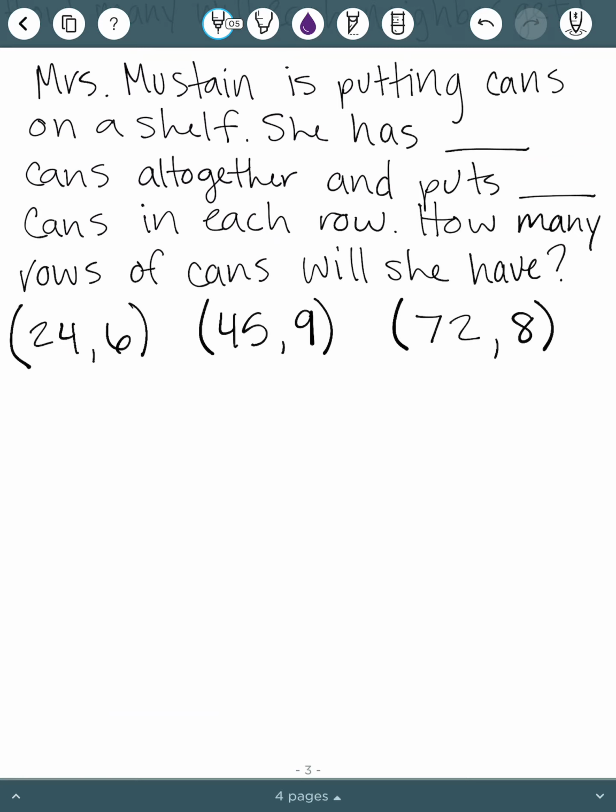I'll do one more. This is a different kind of division. So the other one was called equal sharing. So how many did each group have equally? This one is an array problem. So it says Miss Mustang is putting cans on a shelf. She has, in this case, we're going to do the first one, and you can use the other 2 as practice. She has 24 cans all together.